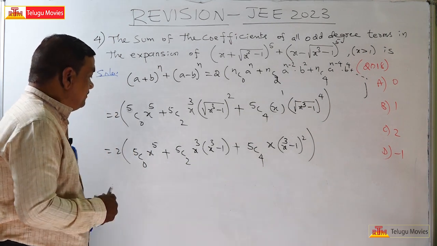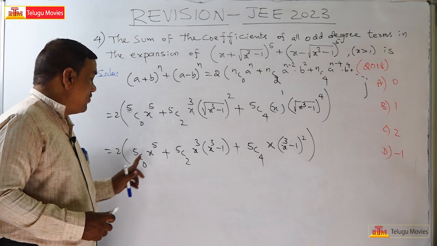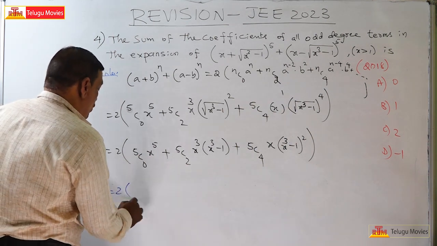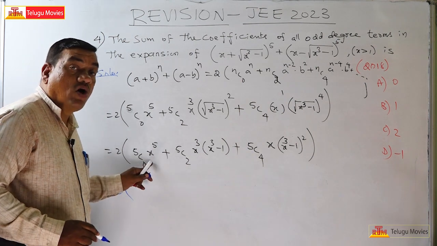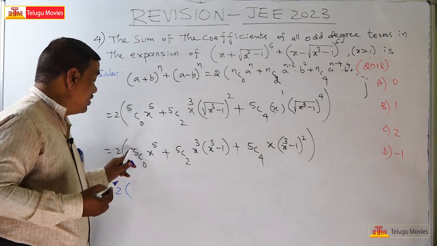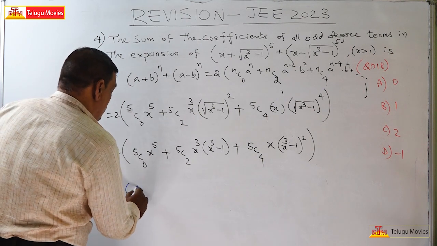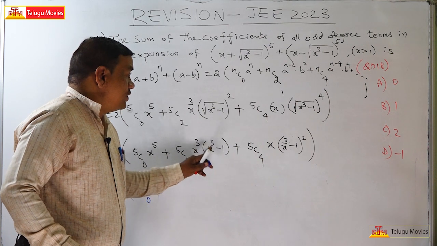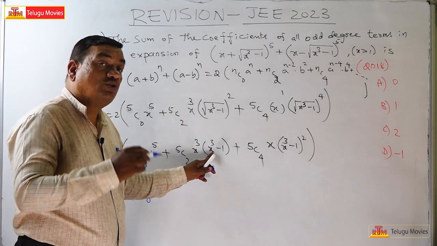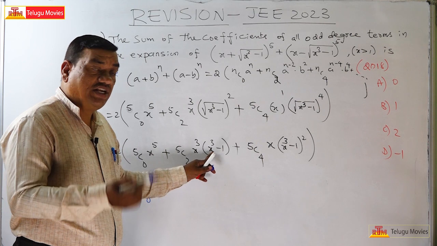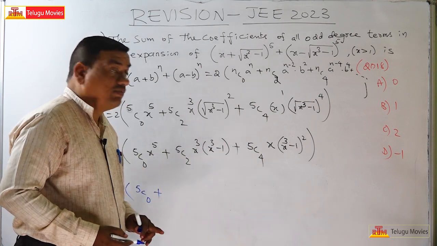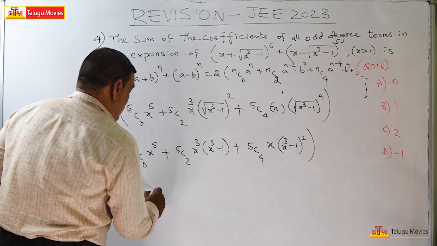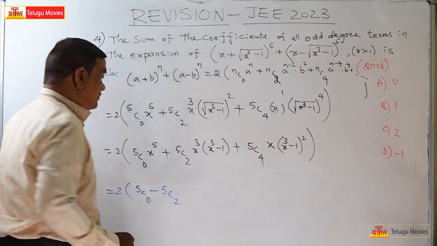If you see here, x^5 is an odd degree term. So this is 2 into x^5, an odd degree term, so degree 5 is 5. Therefore 5C0. If you observe here, x^3 into x^3 is x^6, that is an even number; x^3 into minus x^3 is an odd number, so minus 5C2.